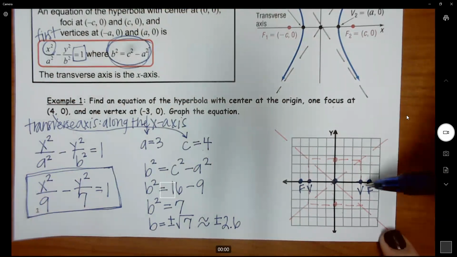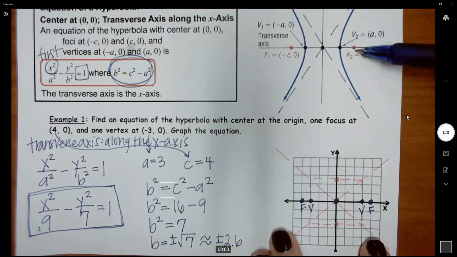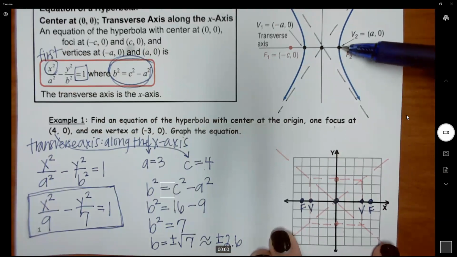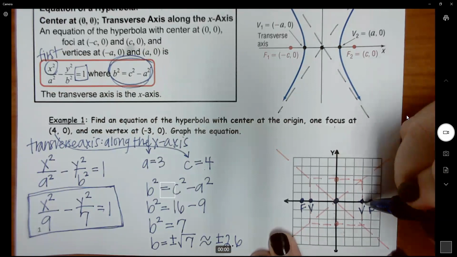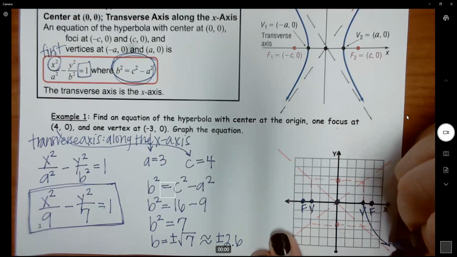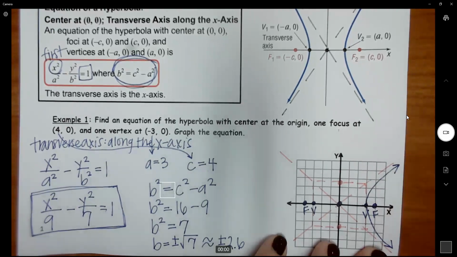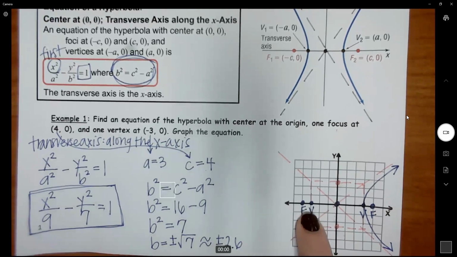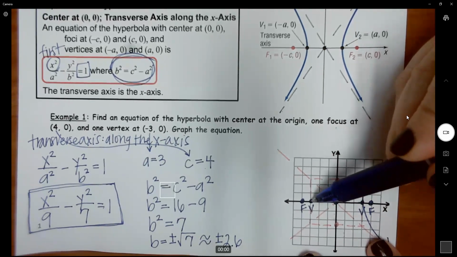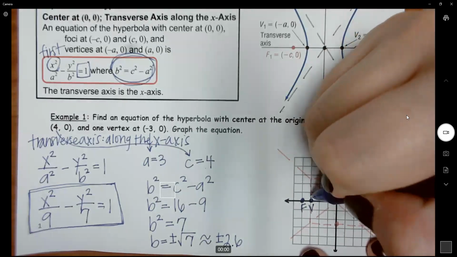My hyperbola will start at the vertex, right? It starts at the vertex. That focus is in the middle. I'm going to start at my vertex, and then I'm going to make this U shape where it starts hugging this line. Something like that. Same thing over here. Go from the vertex, and you're going to make that U shape where it starts hugging that asymptote.